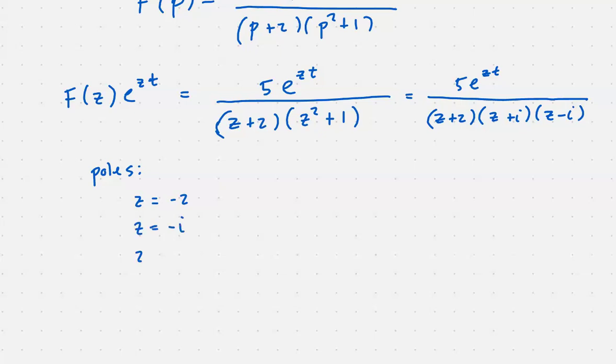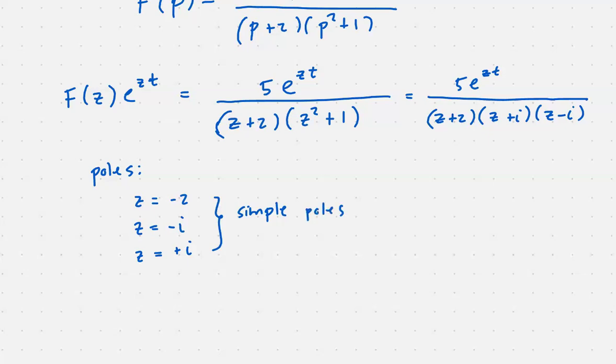Okay. Now, all of these are simple poles. So they are not poles of order higher than 1, right? So we have simple poles here. So finding the residue should be simple, right? How do we get the residue again for simple poles?